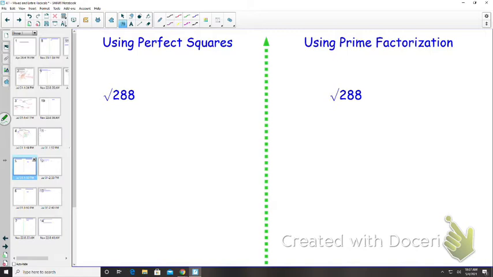Okay, so next one, square root of 288. Index is what here, fellas? What is the index? The index is this number right here. There's just no number, so 1. We assume it's square root. Yeah, so the index is 2.